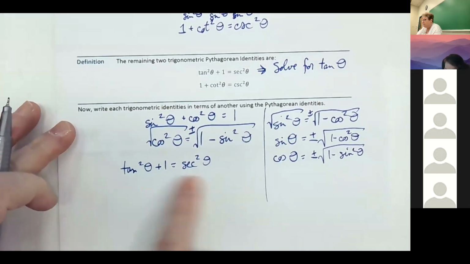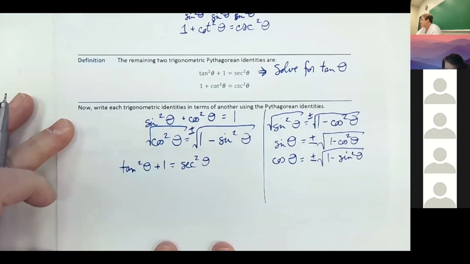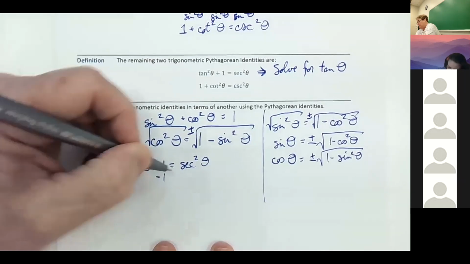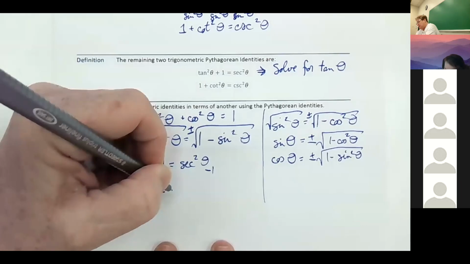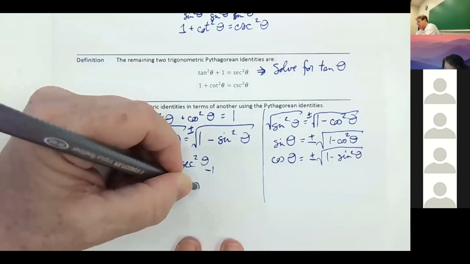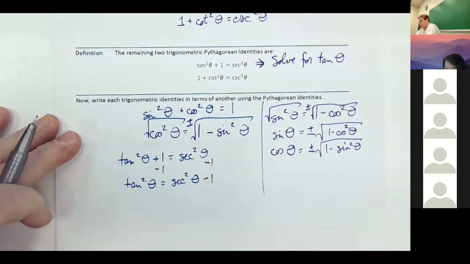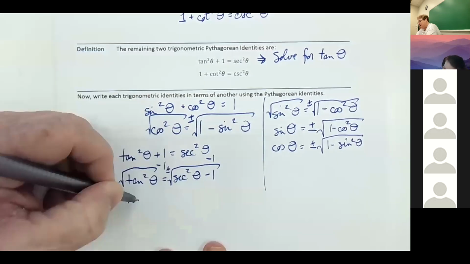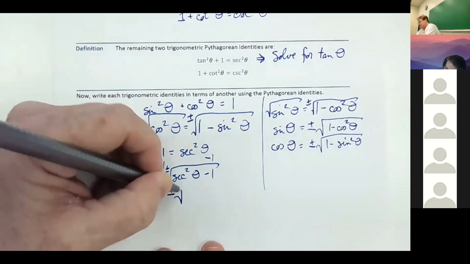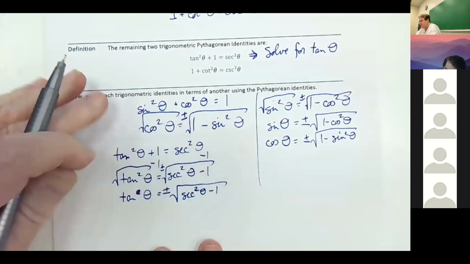So what do we have to do to get tangent square theta by itself? All right. So tangent square theta is secant square theta minus 1. And we get the tangent of theta is plus or minus the square root of secant square theta minus 1. Is that what you said?